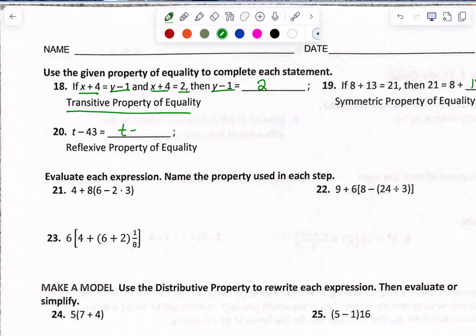Okay, number 20, reflexive property. It's t minus 43. It's exactly the same. Reflexive property is just like doing the same thing again. Just like copy paste, right? That's reflexive.